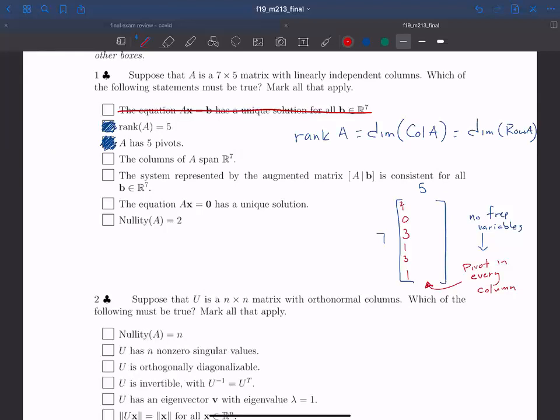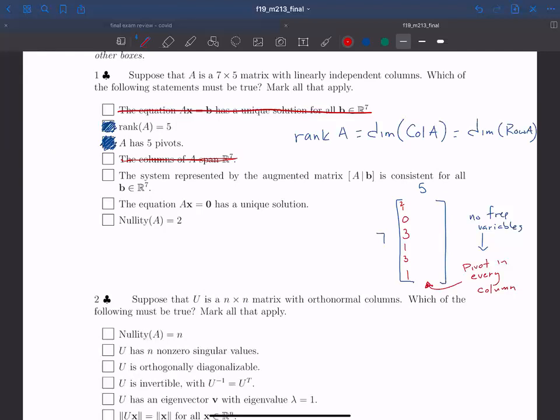The only way that would be true is if there was a pivot in every single row, right? Having a pivot in every single column tells you that your vectors are linearly independent. Having a pivot in every single row tells you that your columns span R^n. Now in this case, we don't have a pivot in every row, so we know that they don't span.